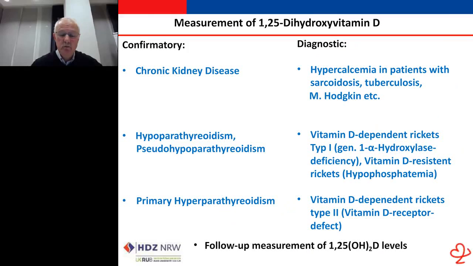the circulating level. And therefore, I personally believe that it's very important to do the measurement of 1,25 dihydroxyvitamin D also in patients who are treated with activated vitamin D, and to do follow-up measurements of 1,25 dihydroxyvitamin D levels in order to see whether this treatment is able to result in a circulating 1,25 dihydroxyvitamin D level which is in the reference range.